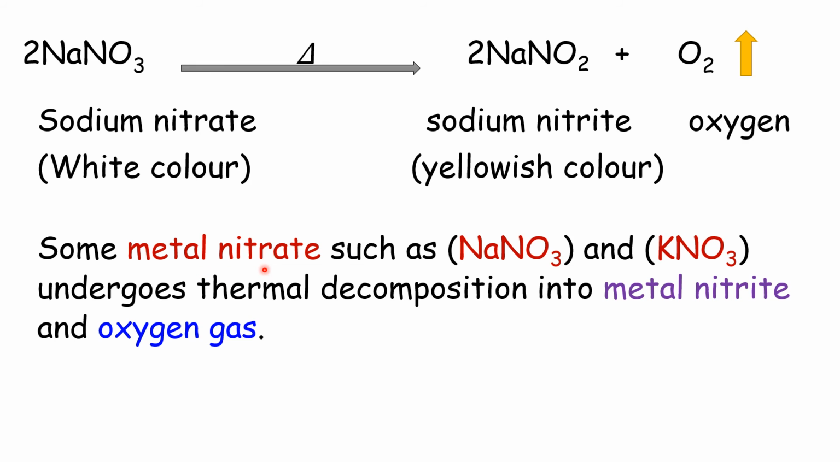Some metal nitrates such as NaNO3 and KNO3, sodium nitrate, potassium nitrate, undergo thermal decomposition يعني بيحصل لهم تفكك حراري into metal nitrite and oxygen gas, which is evolved and detected by the glowing splint.